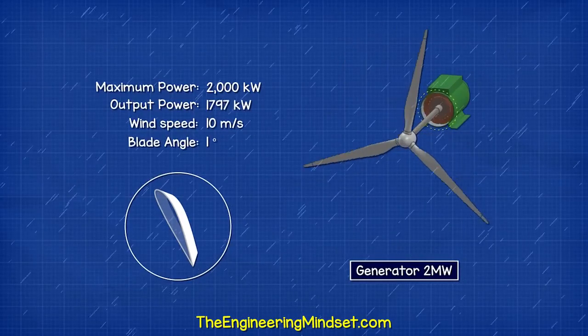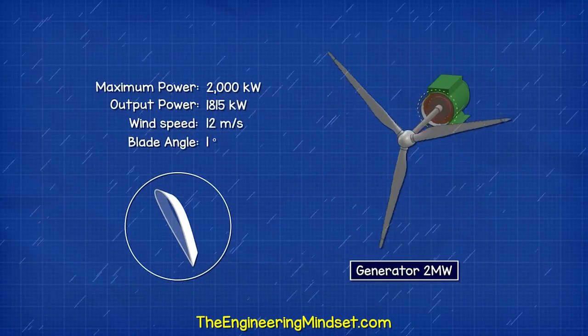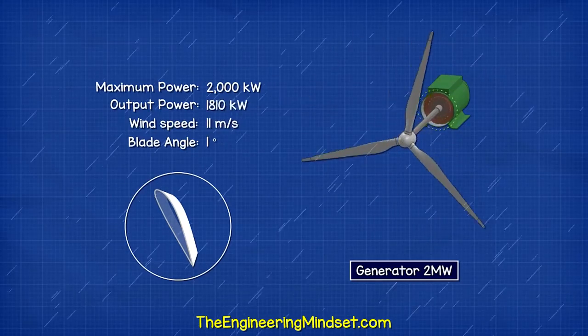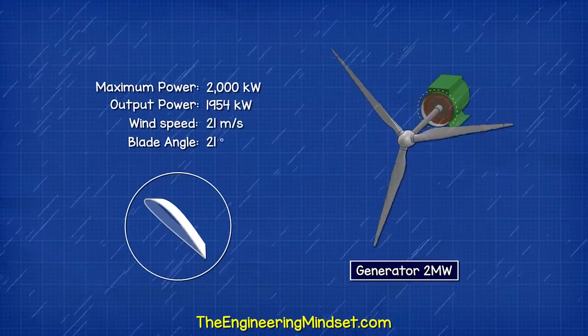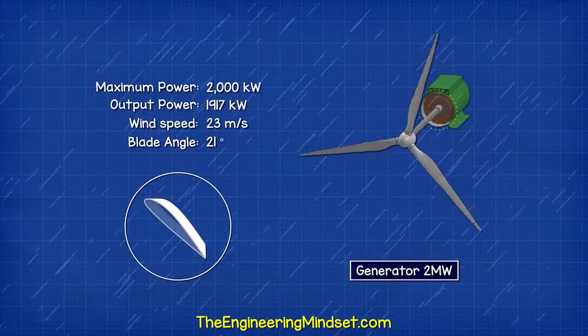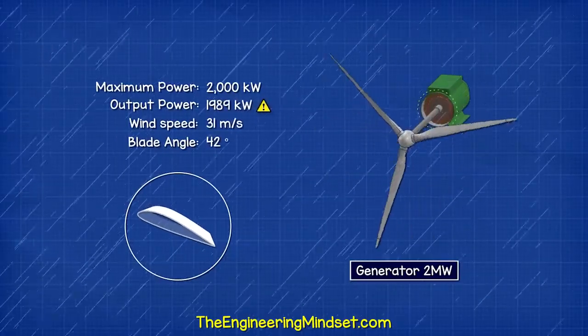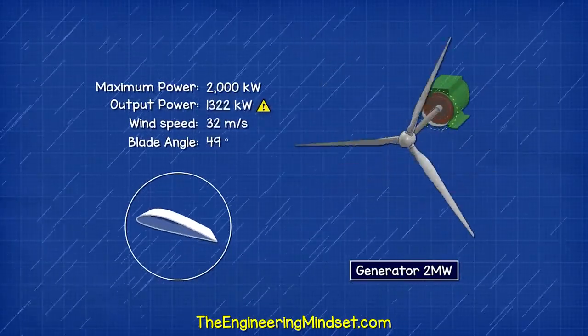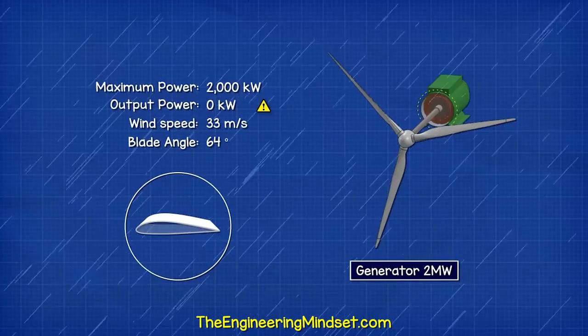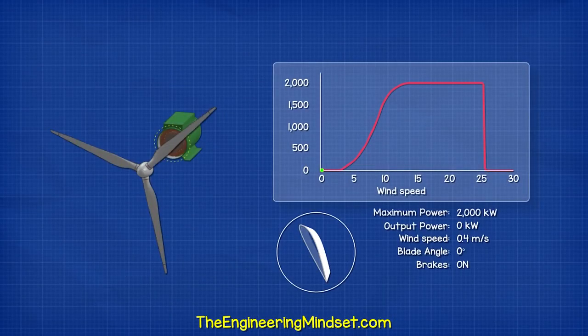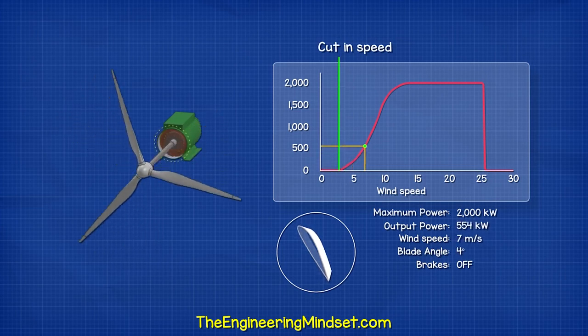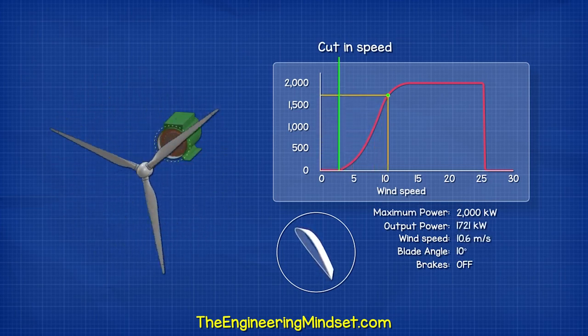Our generator might be rated for say 2 megawatts. So we have to tilt the blades to control how fast the blades rotate, and that controls how much power we generate, and that helps us to stay under the maximum rating of the generator. The wind turbine won't start until a minimum wind speed is reached. This is the cut in speed. The wind speed increases and the power output also increases.